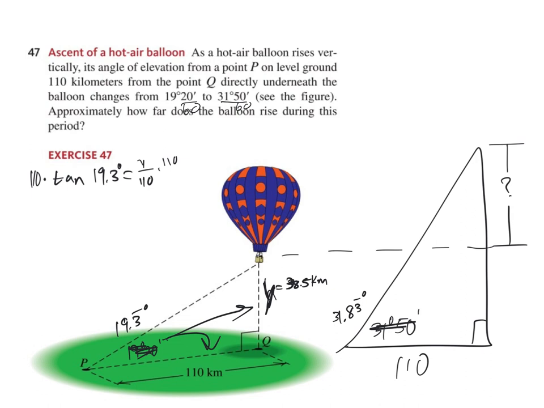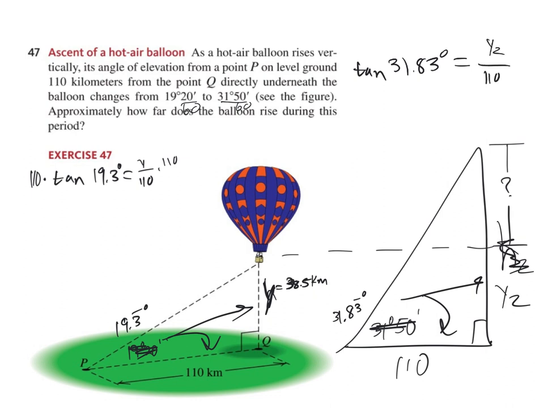All right, so let's do the next part. So it's measured again with a different angle. You're still 110 kilometers from the base of it. So now what is our new total height? We'll call this y sub 2. Okay, so you're going to do opposite over adjacent again. So the tangent of 31.83 degrees is equal to y sub 2 over 110. So again, multiply by 110 on both sides. So 31.83 degrees, tangent of that is 0.62075 times 110. And your new altitude is 68.28 kilometers.